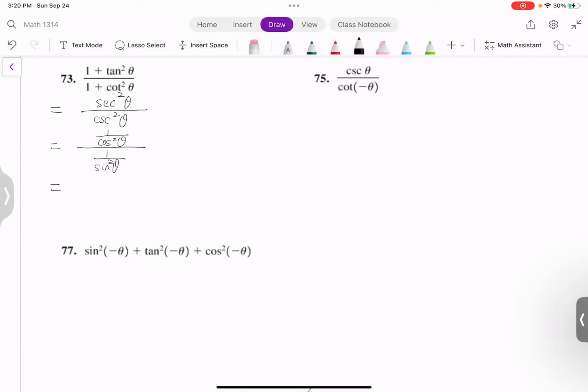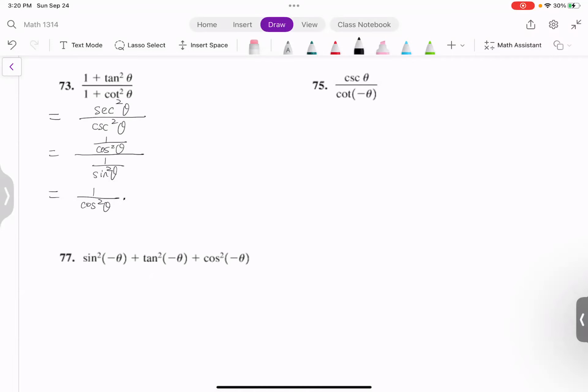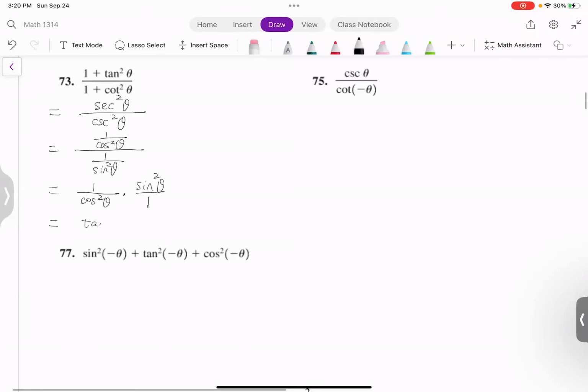And then we have 1 over cosine theta squared times, so KCF, keep the top fraction, change the division to multiplication, and flip the bottom. Sine theta squared to the top. So the sine over cosine, that's tangent. So the tangent theta squared. Okay, what is the next?